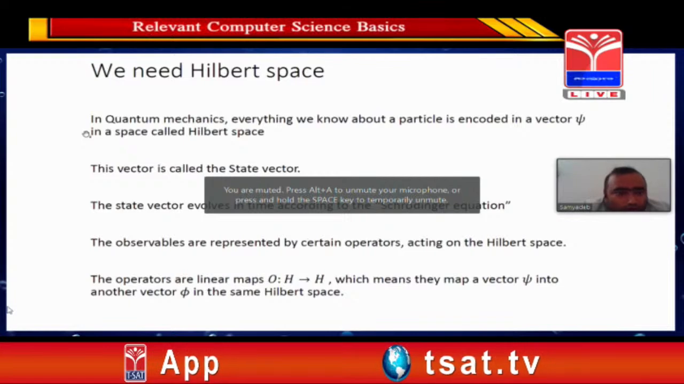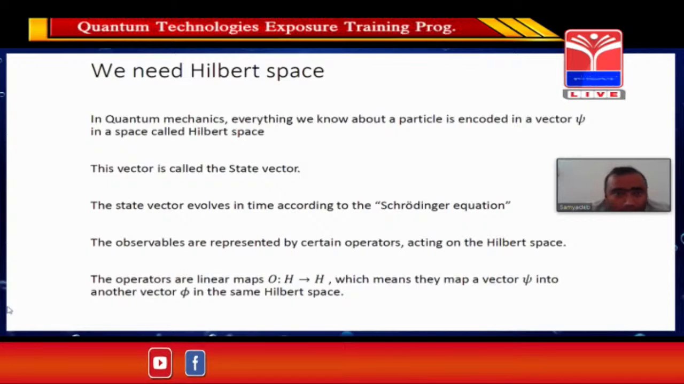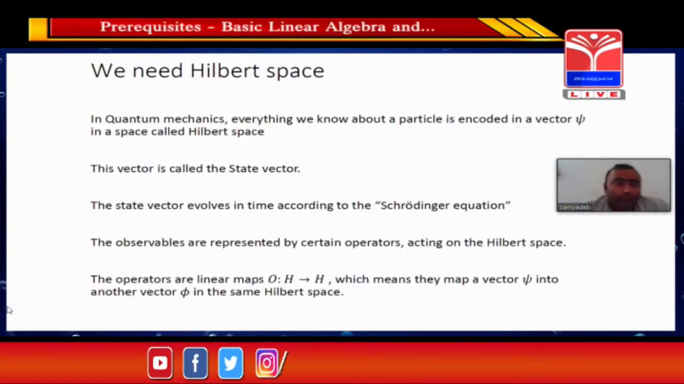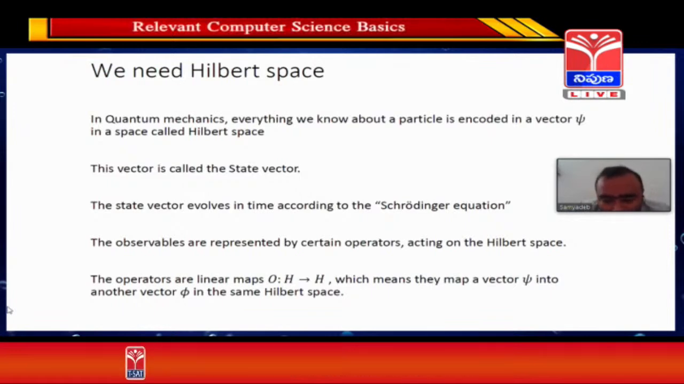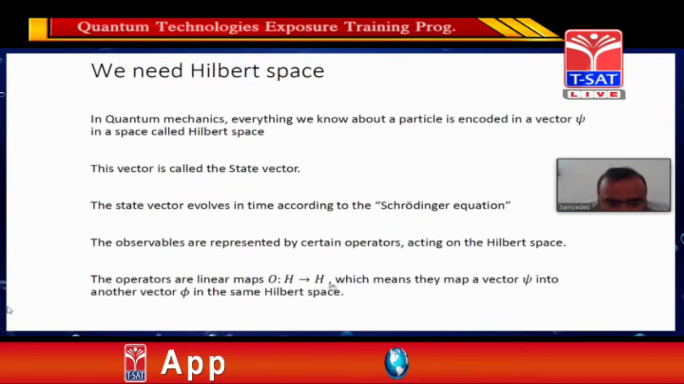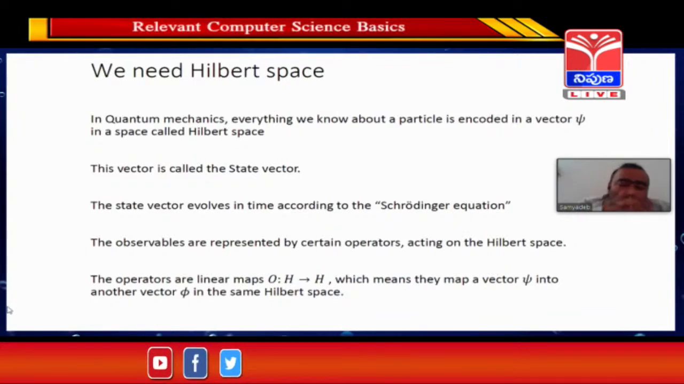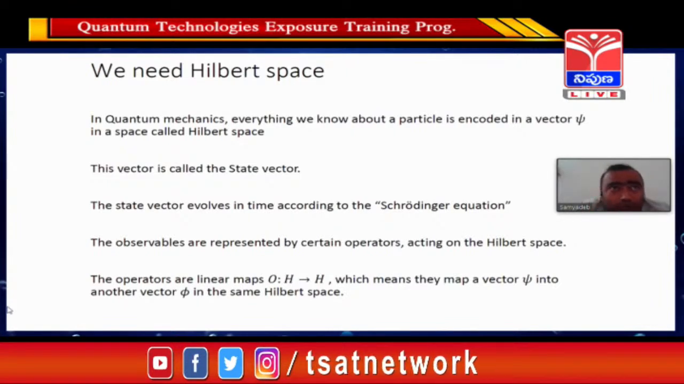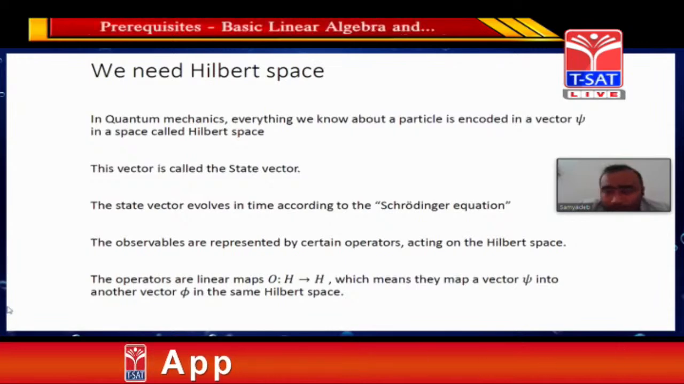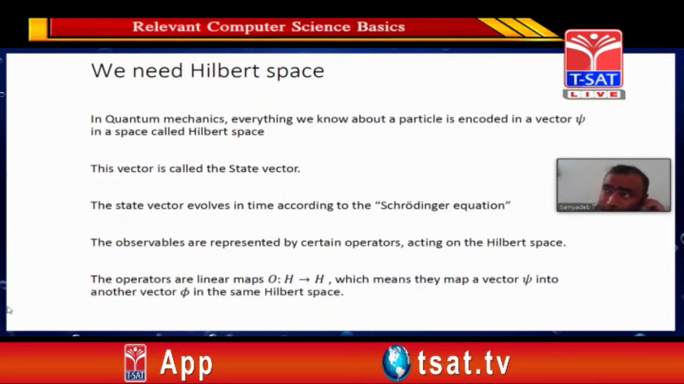Anyway, as I am saying, we need a Hilbert space. The vector in a Hilbert space is called the state vector, as I was describing. Operators are linear maps, and there was a special kind of operators which we call the observables. They are essential in quantum mechanics. So what are the observables?